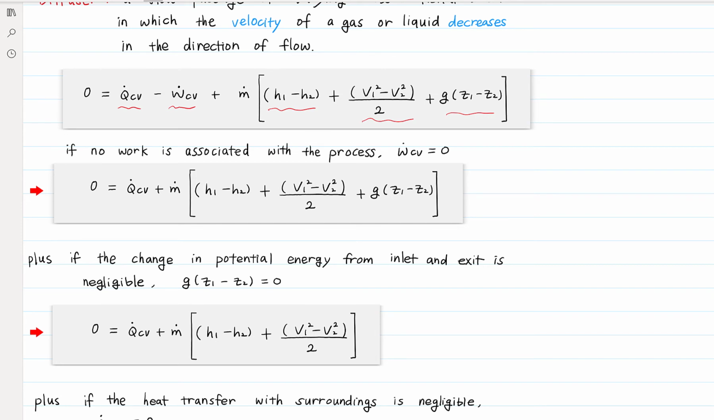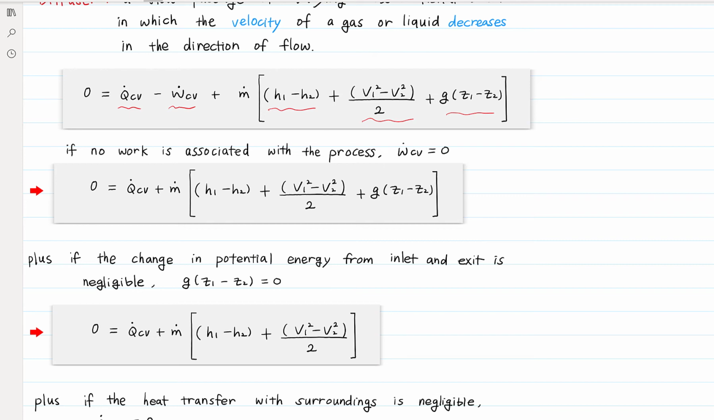So Q dot is the rate of heat transfer. The unit is kilojoule per second or watt. W dot is the rate of work or power, also kilojoule per second or watt. M dot is the mass flow rate through the device, kilogram per second. The subscript CV on the work is the rate of work that is done by the system or control volume. So it may be shaft work or electrical work.